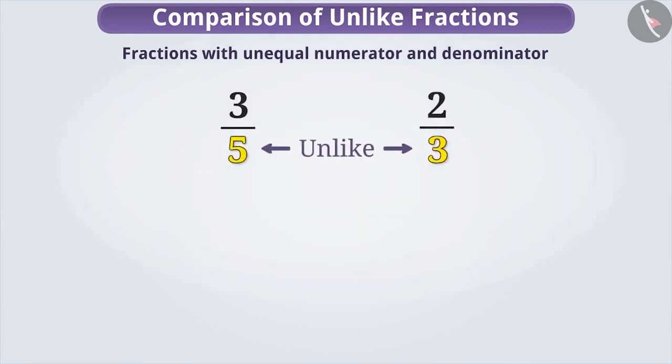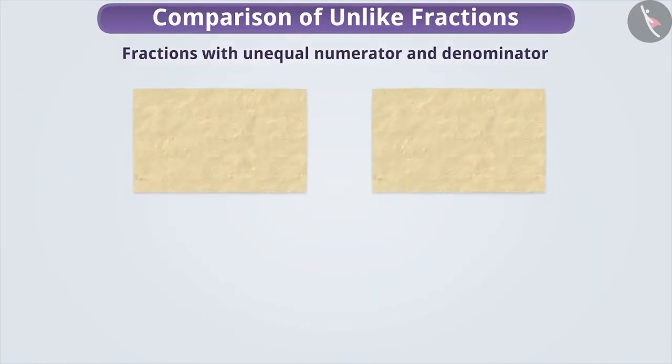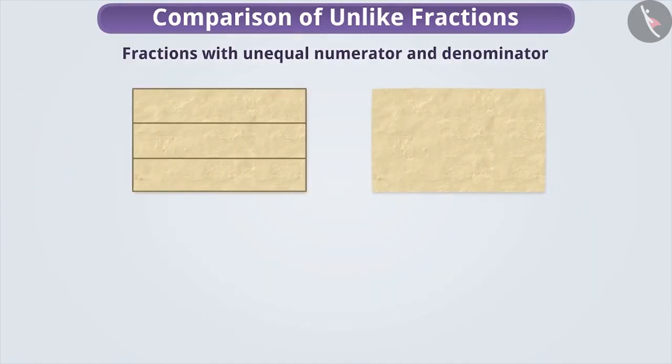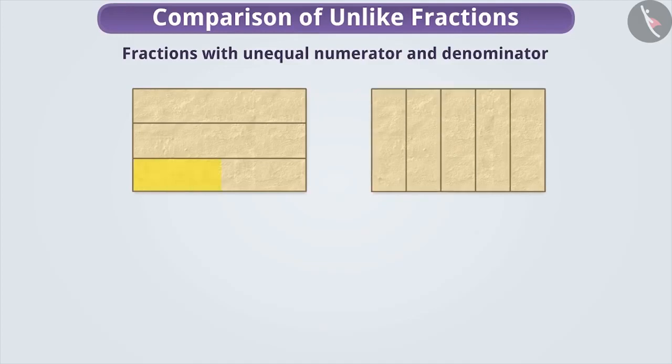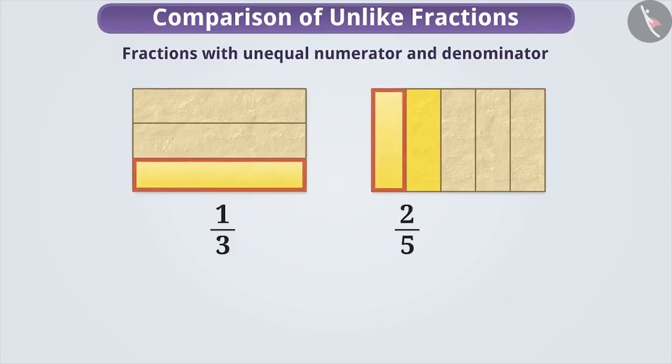Now imagine if both numerators and denominators of fractions are not equal, then how do we compare them? Suppose we take two similar types of paper. We make 3 parts of one and 5 parts of another. If we take one part of the first paper, it will be represented as a fraction 1 by 3. Similarly, if we take 2 parts of the second paper, then it will be represented as 2 by 5. Here, the denominators of both are not equal and nor is the shape of their parts. Similarly, their numerators are also not equal. That is, the number of parts taken is different. Therefore, it is difficult to compare them.